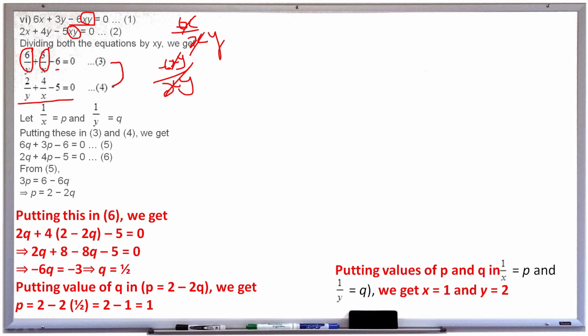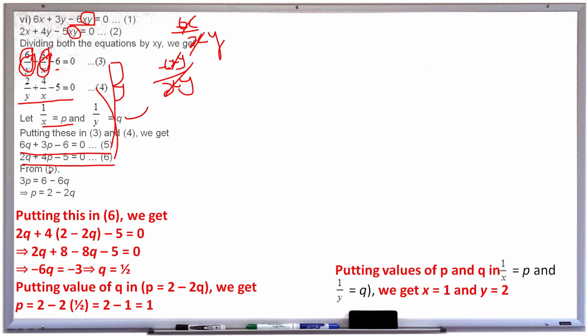Similarly second equation also you'll get like this. These two equations, we are going to consider the denominator: 1 by y we can take as q, and 1 by x we can take as p. Just put this value, 1 by x is equal to p, we will get the standard form of the equation. So 6q plus 3p minus 6 is equal to 0. Equation number 3 will become like this. Equation number 4 will become like this.